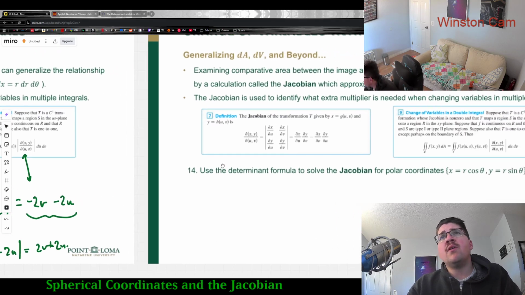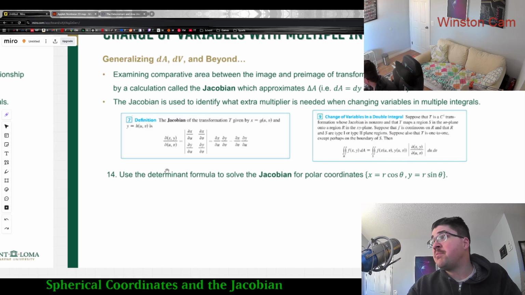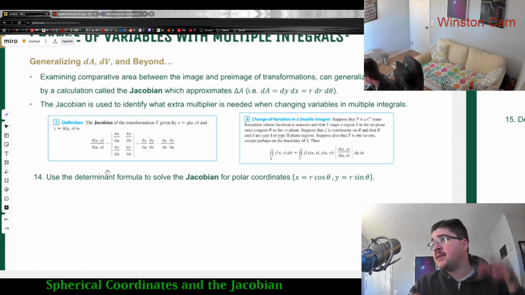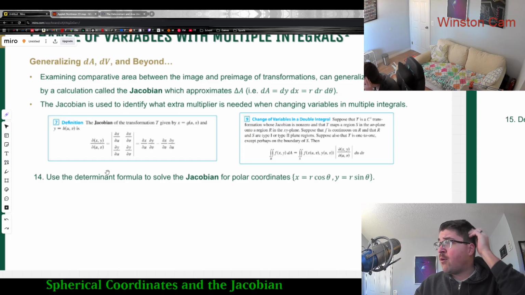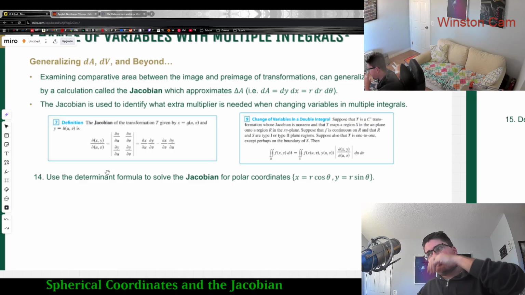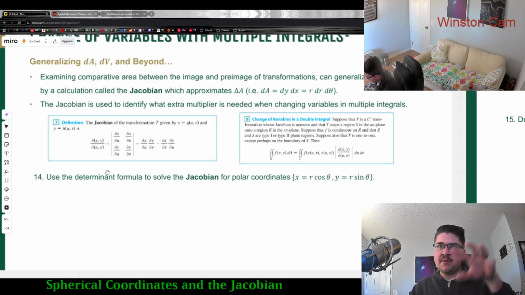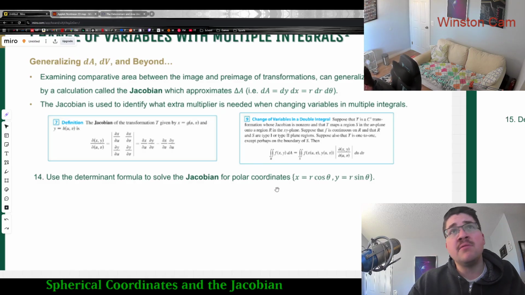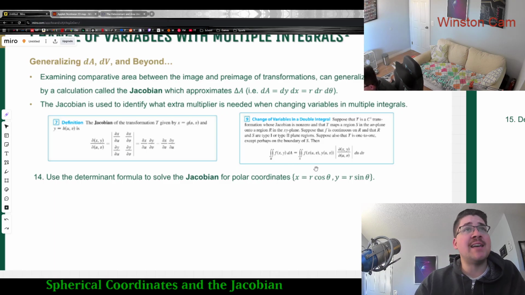Let's also do another example, because previously, going back into polar coordinates, I discussed a little bit in class about why dx dy, as we shift into polar coordinates, needs to change into r dr d theta. But it turns out we can use our definition of transformations in the Jacobian to actually do all this.